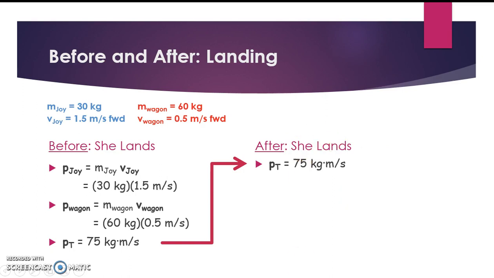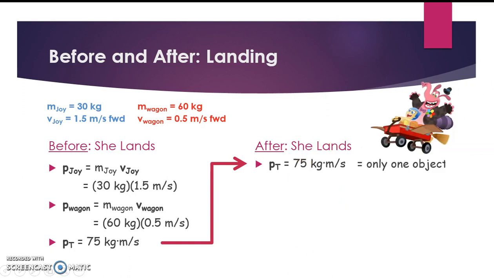Now, what happens after she lands? After Joy lands on the wagon, look. For all practical purposes, there is only one object. There is a wagon with Joy and Bing Bong on it. You can't move the wagon without moving both of them together. And you can't move Bing Bong without Bing Bong falling off the wagon and being left behind, poor imaginary pink elephant that he is. We only have one object here.